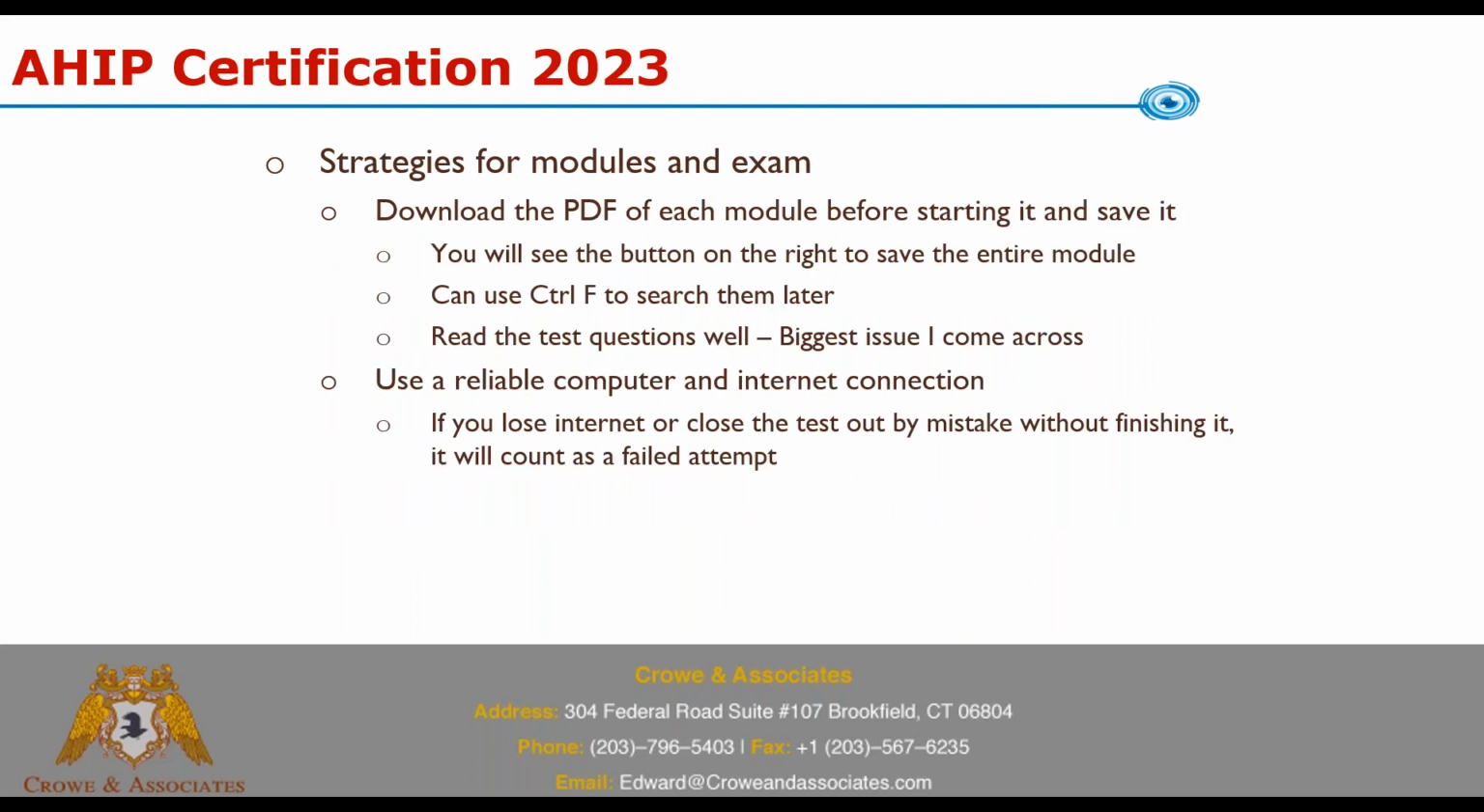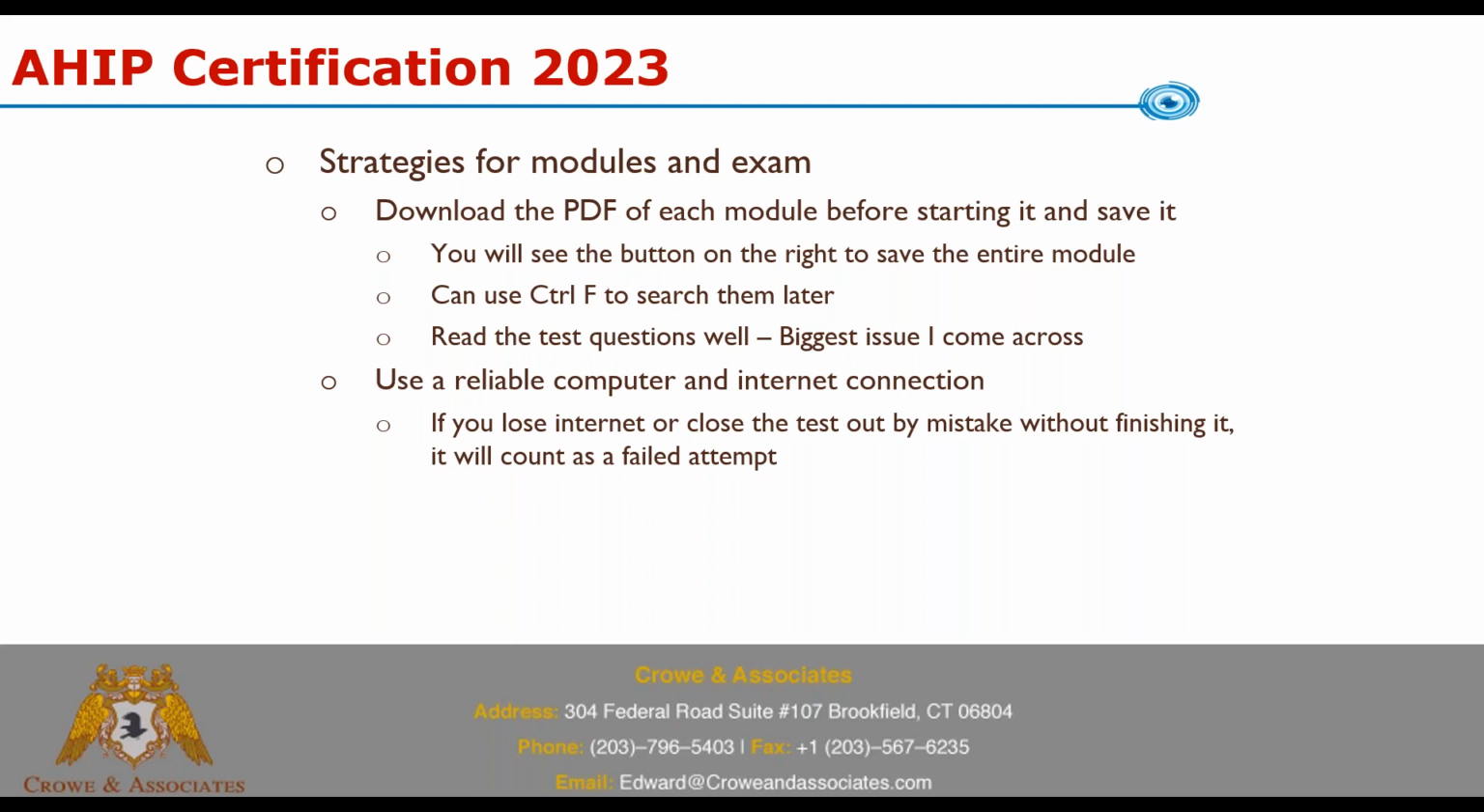So the strategy to use for the modules and exams is to download the PDF of each module before starting it and save it. You really need to do that. I know people will print every module out. You don't need to do that. You can save yourself a lot of money on ink. Just download it and save it to your computer, to your desktop if you want. The button to do that is on the right, and it'll allow you to save the entire module, and then you can use Control F to search for things you need answers to later on.